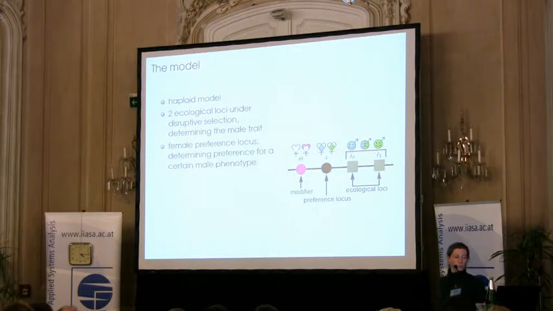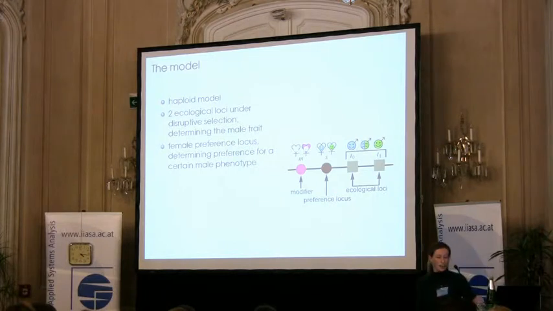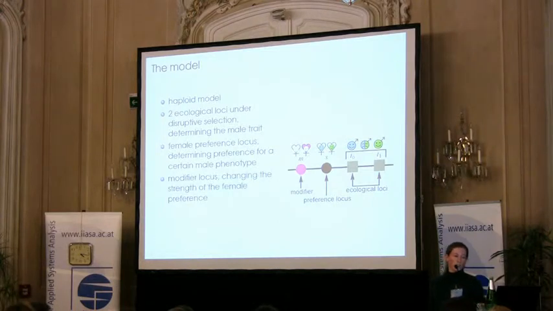Then we have a female preference locus that determines the preference for a certain male phenotype. So here are 2 different female preference alleles. One kind of female has a preference for blue males and the other one for green males. And as a 4th locus we introduce the modifier, and the modifier changes the strength of this female preference.